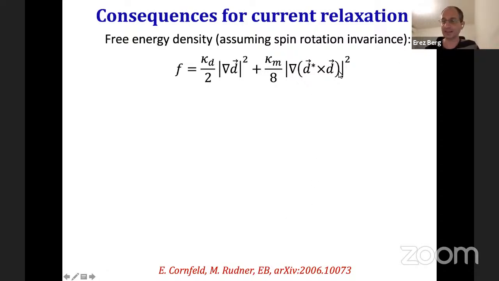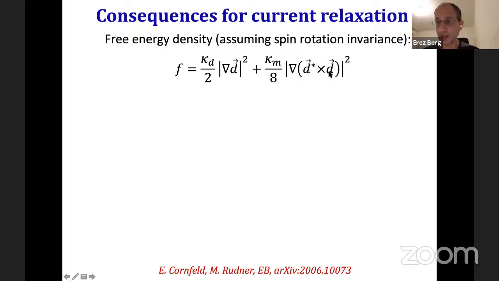To do that, let's imagine we're deep inside the superconducting state. We have a fixed magnitude of the order parameter, and the only low energy degrees of freedom are the direction of the spin and the phase of the superconducting order parameter, or this SO3 matrix. Here's a free energy density that you can write in that limit, assuming complete spin rotational invariance. These are the only two stiffnesses allowed by symmetry. One is the gradient of the D vector, which is a complex vector, mod squared, and the other is the gradient of the magnetization of the Cooper pair, which is D star cross D.